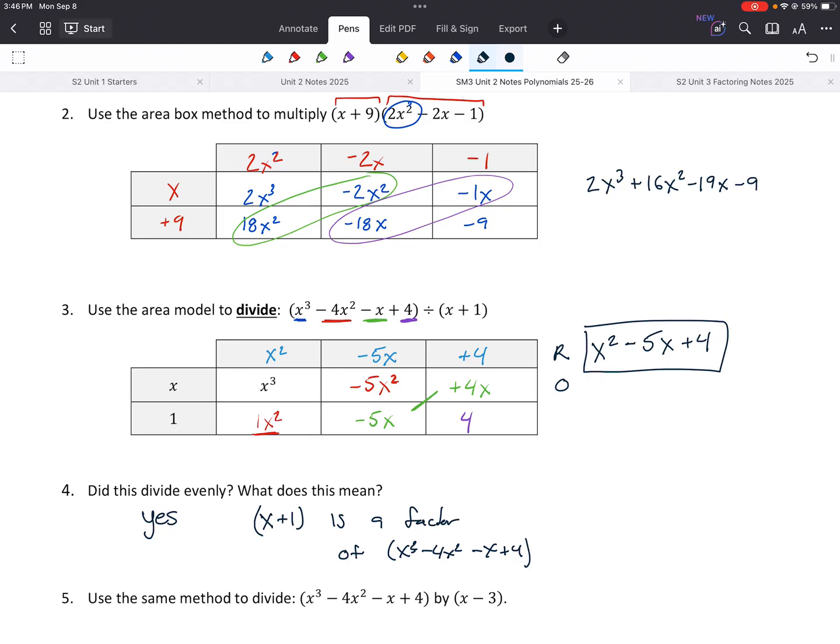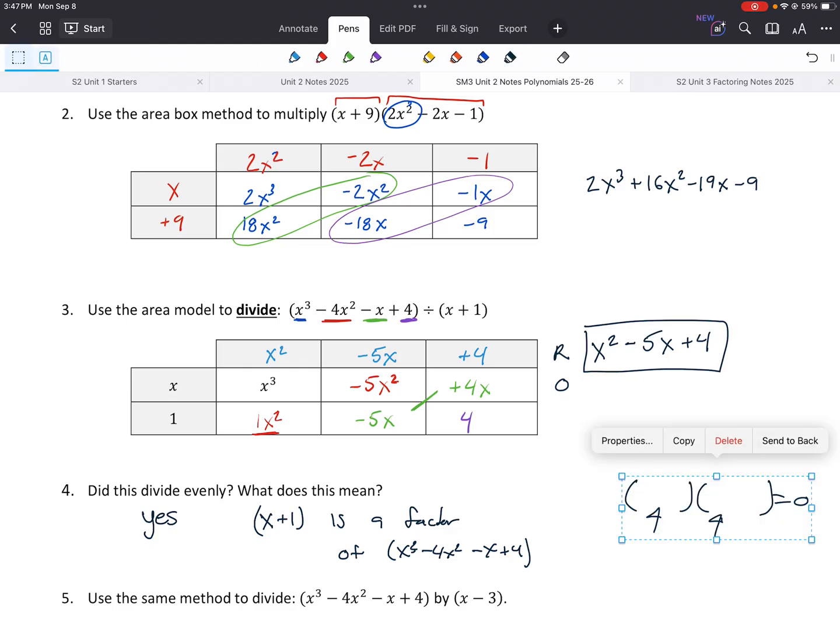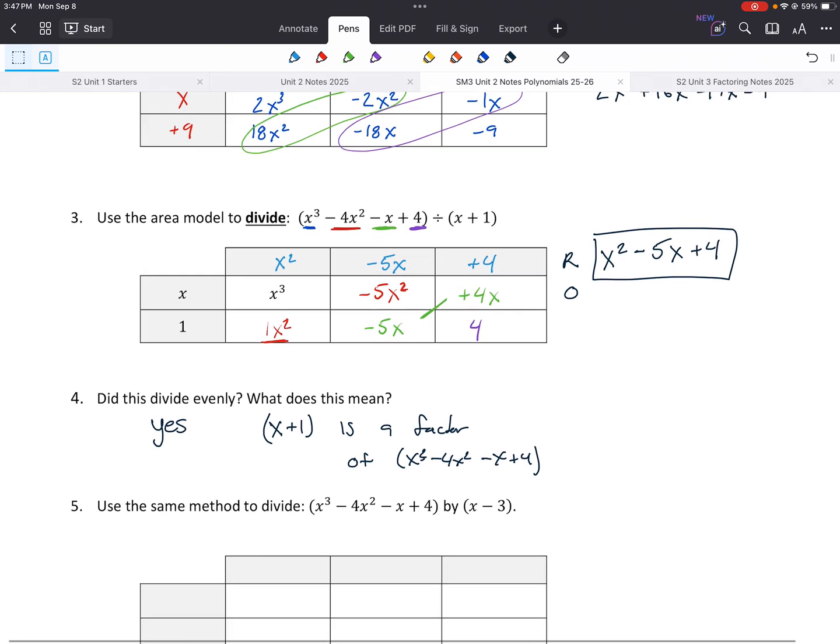So basically, why do we care if we have a factor? Something that can go in evenly will end up telling us what our solutions are. If you remember when we factored and we ended up getting like 2 parentheses, we knew that if those are equal to 0, then we would be able to find our 2 solutions. We did that earlier this unit, okay? So we kind of want to know if something is a factor or not. Let's do one more.